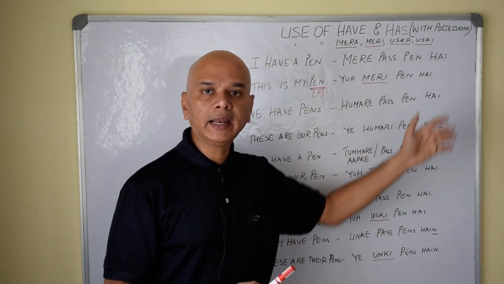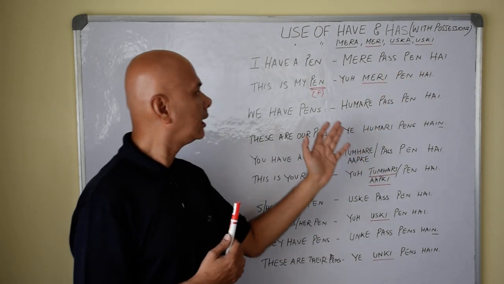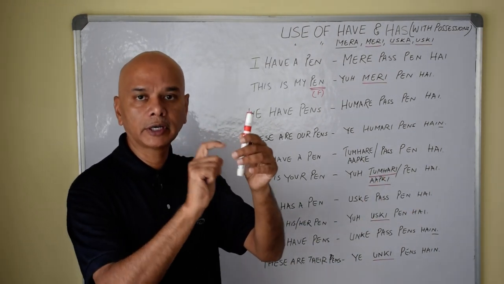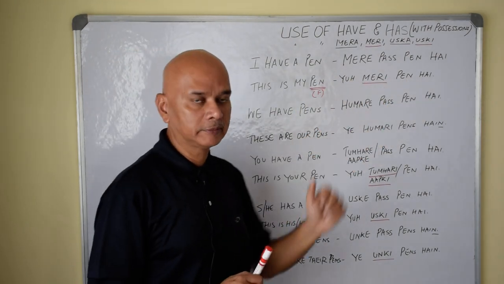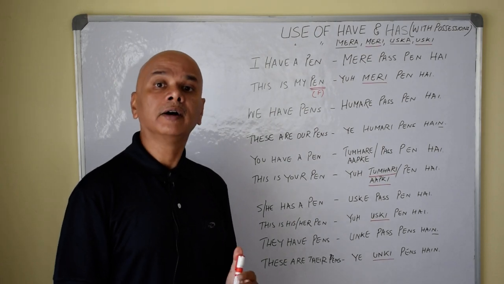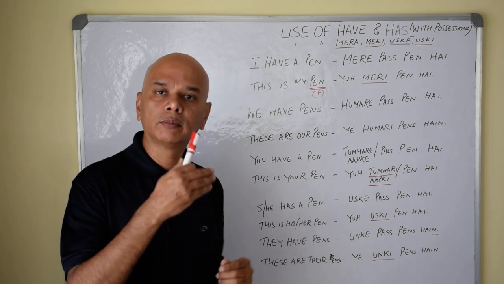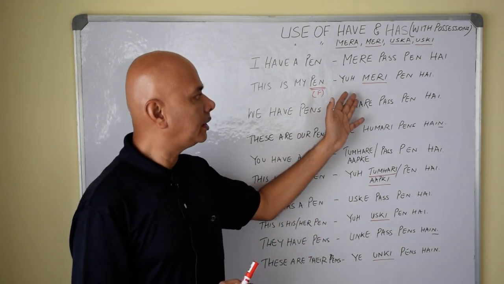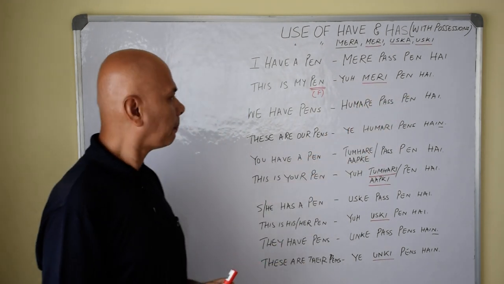I have a pen. Mere paas pen hai. When you possess something, I have a pen. Mere paas pen hai. Yah meri pen hai. This is my pen. When you are specifically talking about the object, this is my pen. Yah meri pen hai. Now, home is masculine. Yah mera ghar hai, because home is masculine. But here pen is feminine, so we are using yah meri pen hai. So mera becomes meri here.